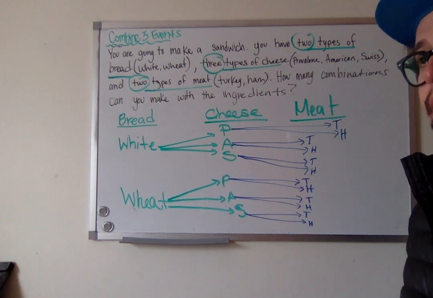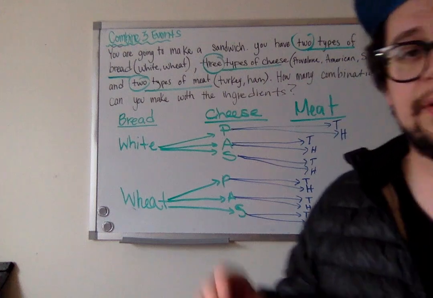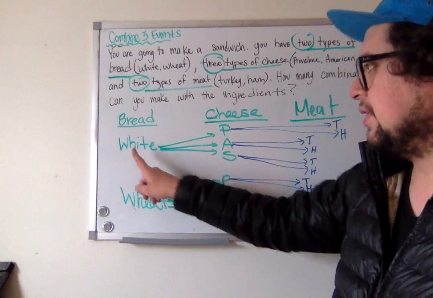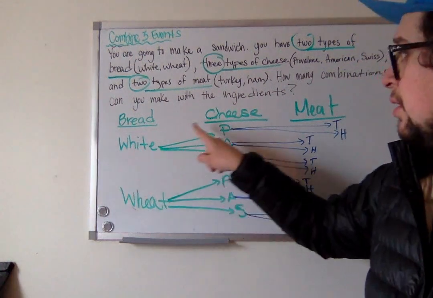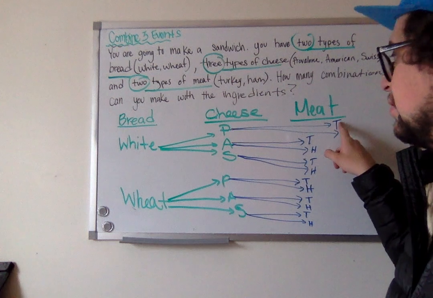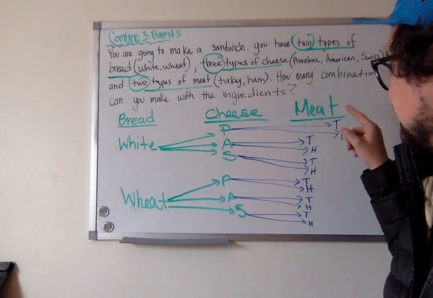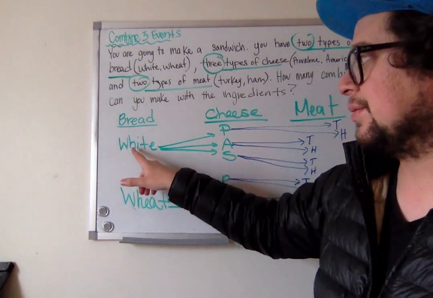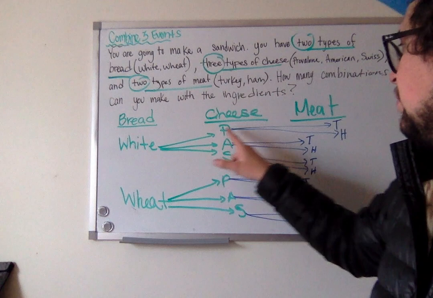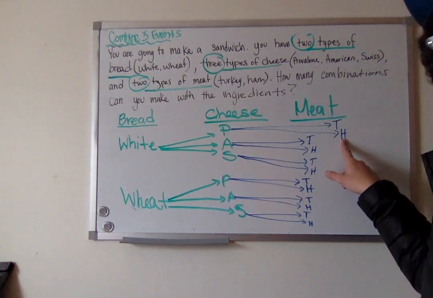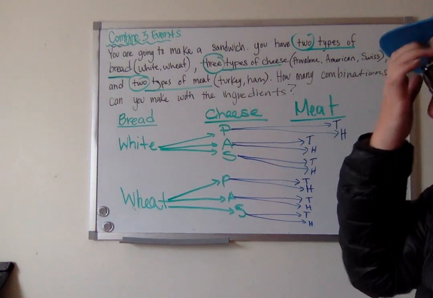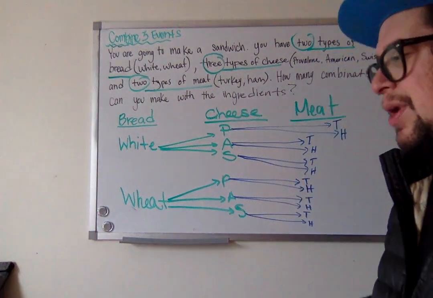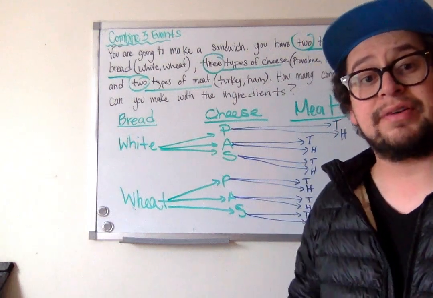Before with the table, we could write in all the combinations, right? With this one, it's a little bit different. So we could say I can have white bread with provolone cheese and turkey, and that's one option. So when I get to the end of my tree, I have one option. I can do that again. I could do white bread with provolone and ham. That's my second option. And I could make another table and list out all my options if I needed to. But with this problem, we just want the total number of combinations.